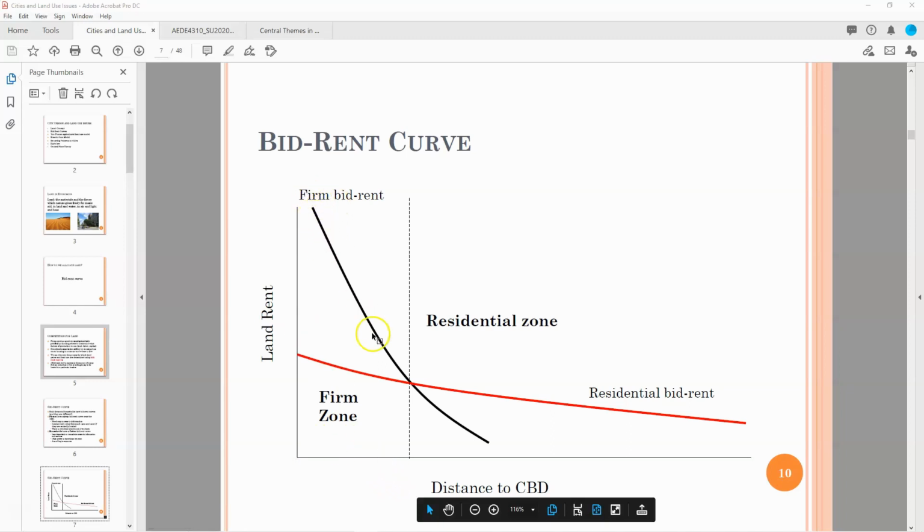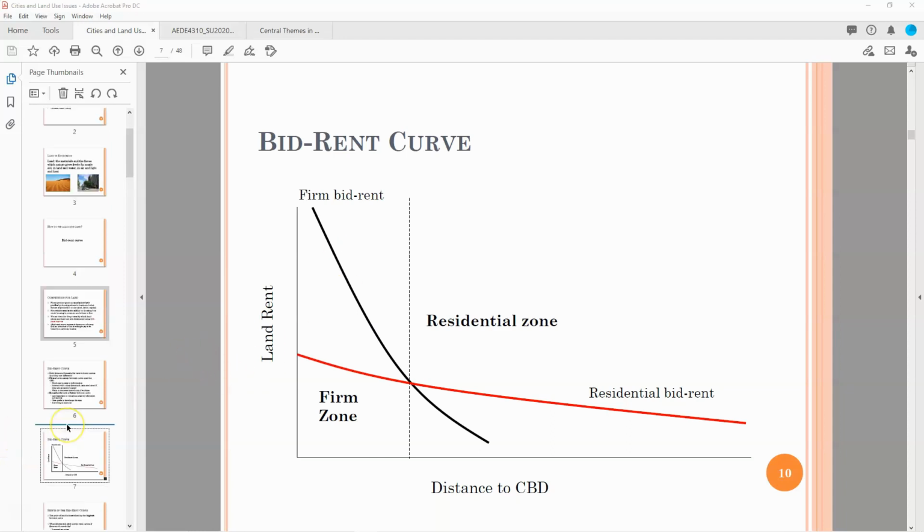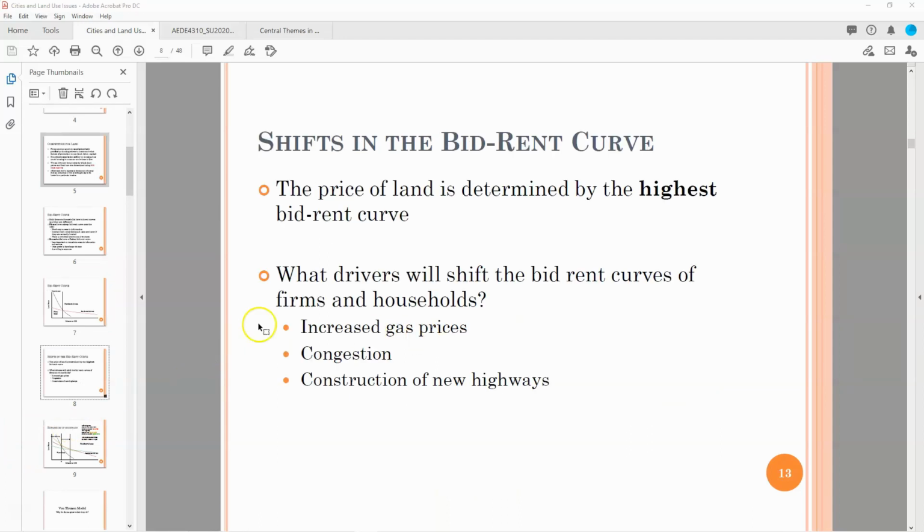So the firms' bid-rent curve is the black one, and the households' bid-rent curve is the red one, because households don't really care about being closer to the CBD or not, and they are willing to commute. But firms want to be closer to the CBD, and they are also willing to pay more for that benefit. And next, shifts in the bid-rent curve.